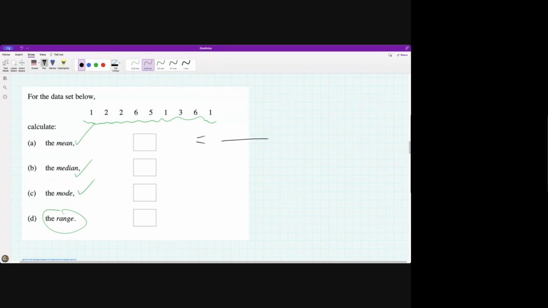Okay, to find the mean, I need the sum of all items and then the number of items. 1, 2, 3, 4, 5, 6, 7, 8, 9. So there's 9 items, and if I add them all up, I get 37. I will have a look at the range. The range is the max minus the min, the biggest minus the smallest.